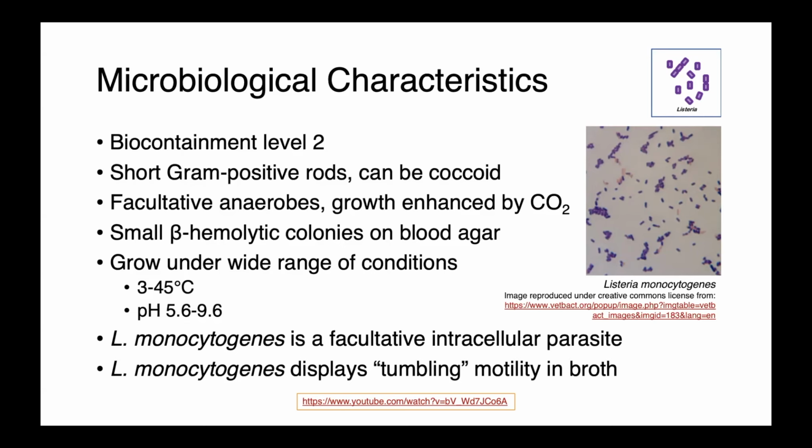They form small beta hemolytic colonies on blood agar, and Listeria monocytogenes is well known for its ability to grow under a wide range of conditions. So from very low temperatures, 3 degrees, up to 45 degrees Celsius, and over a broad pH range from 5.6 to 9.6. When grown in culture, Listeria monocytogenes displays a tumbling motility in broth, and I'll put a link to a video above that demonstrates this nicely. And finally, Listeria monocytogenes is a facultative intracellular parasite, so it's able to get into and replicate in host cells.